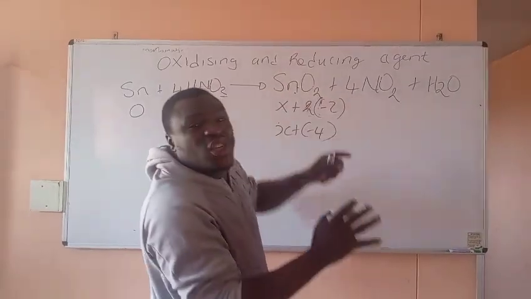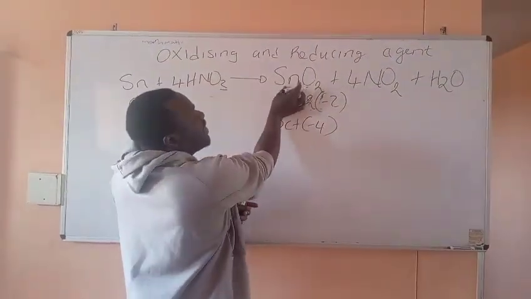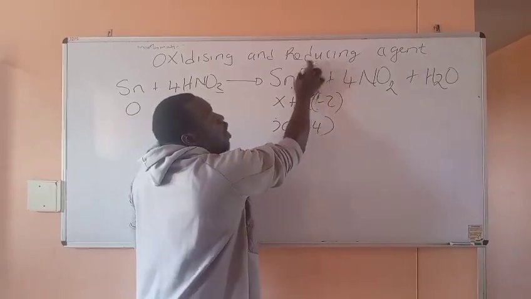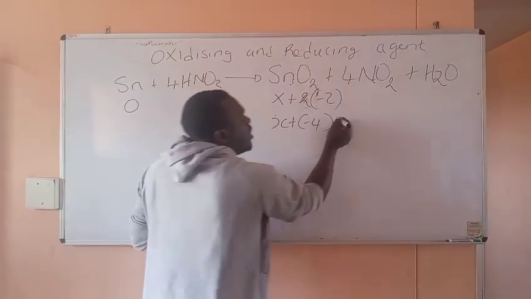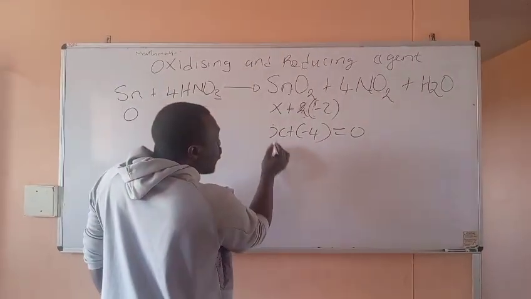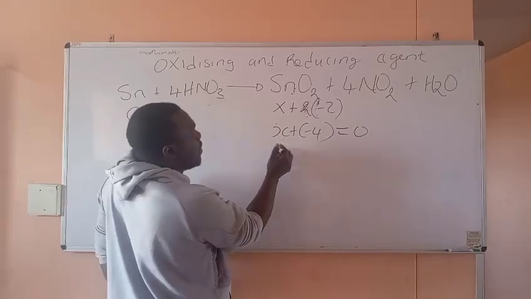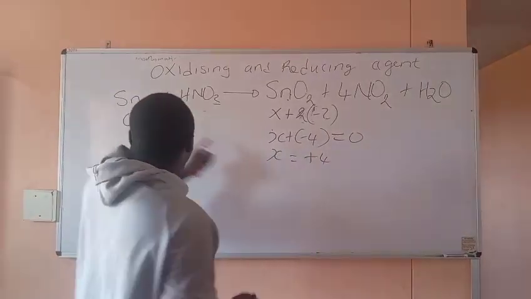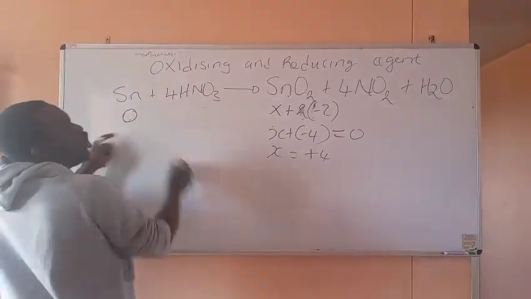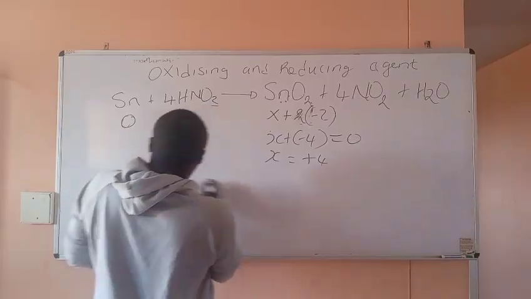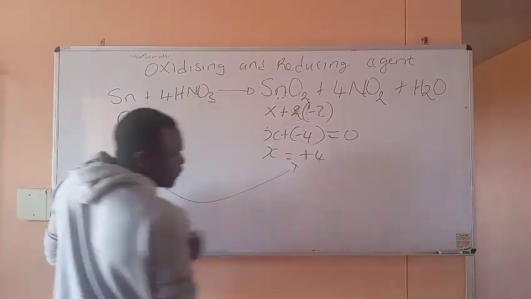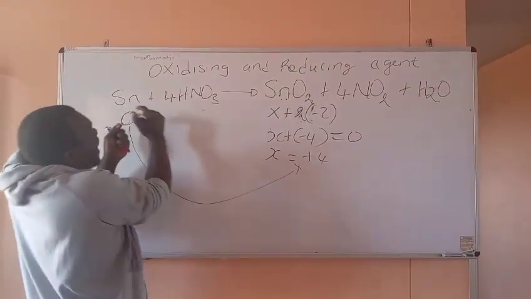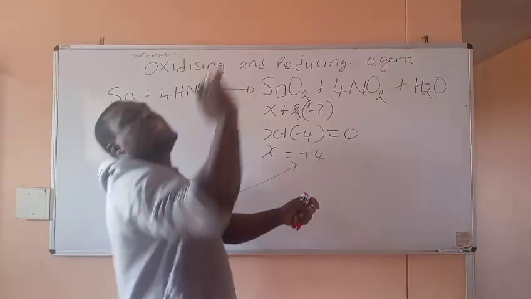Now, why do we call this a compound? Because it's tin oxide. The sum of oxidation states of a compound is equal to the overall charge. This one is not charged, so the overall charge here is 0. So X, which stands for tin, is equal to plus 4. So tin has gone from 0 to plus 4 in tin oxide. Between 0 and plus 4, who is bigger? Plus 4. So tin has gone from a smaller number to a bigger number, which means it has been oxidized.